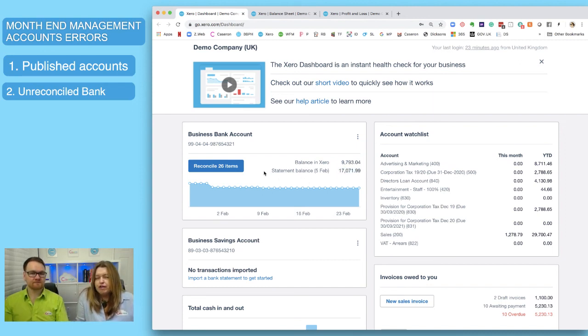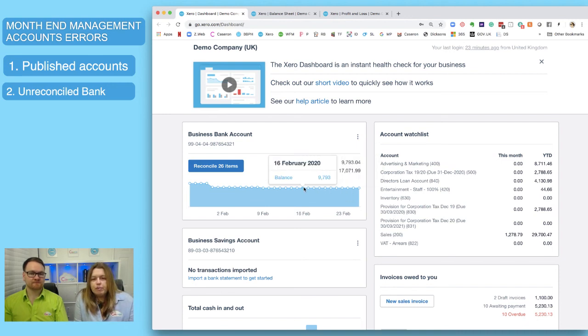Things do happen, and sometimes duplicate transactions are imported or a transaction is missed. So it's super important right from the get-go to make sure that the statement balance that's showing in the account here matches the statement balance on the online banking. So don't just assume it does, go and check that it actually does.